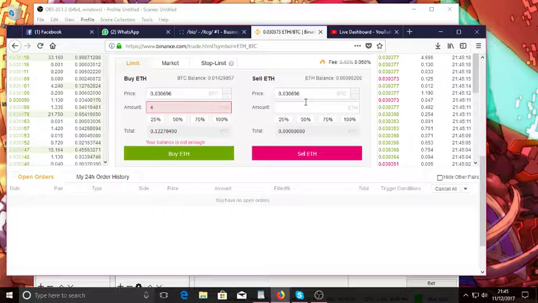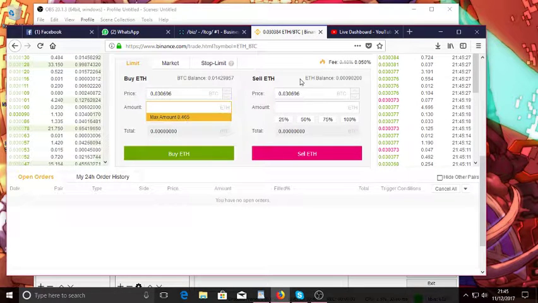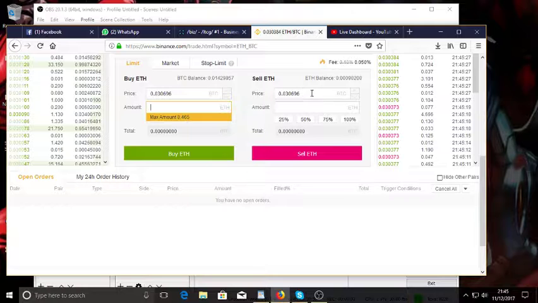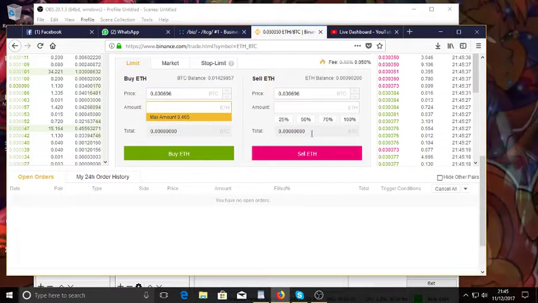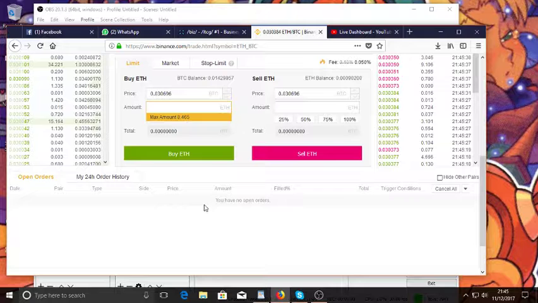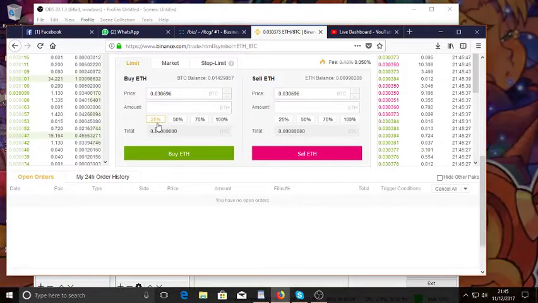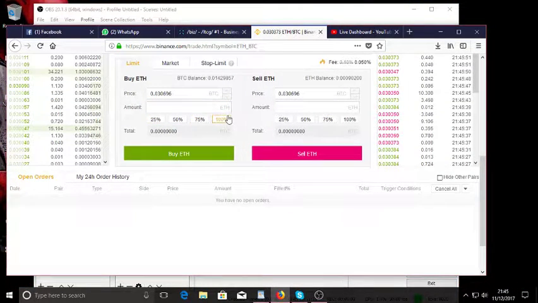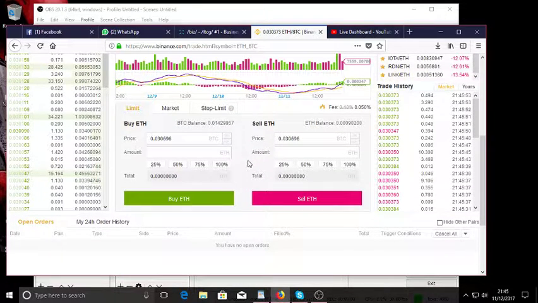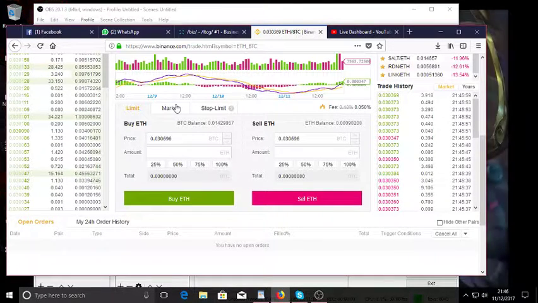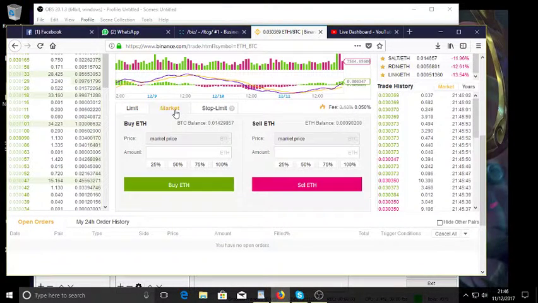If you want to sell on a limit order, it's the same thing. You put a price that you want to sell the Ethereum at, and you click sell ETH. Put in the amount of ETH you want to sell. You click sell ETH, and you'll have an order here that will be filled every so often. But what I like about Binance too is that they have the option for a 25, 50, 75, or 100% range of funds. So you can split up your funds how you'd like. So that's about it for limit orders.